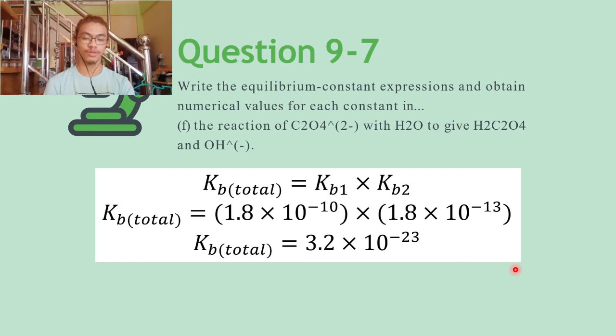Once again, to solve for the total Kb, we just need to multiply Kb1 and Kb2. So now we have a total basic dissociation constant of 3.2 times 10 raised to negative 23.